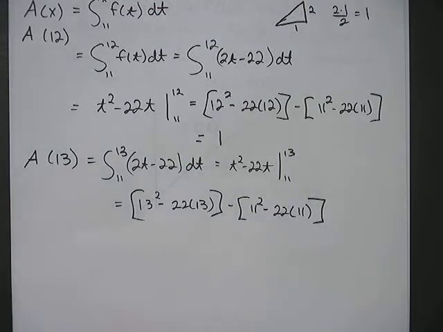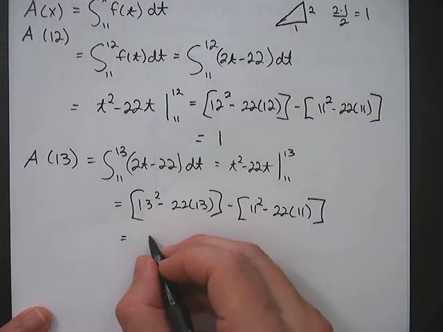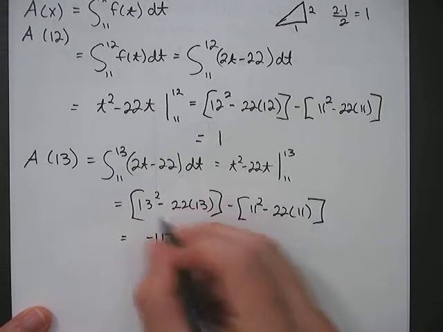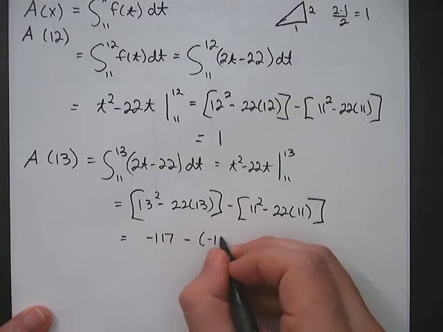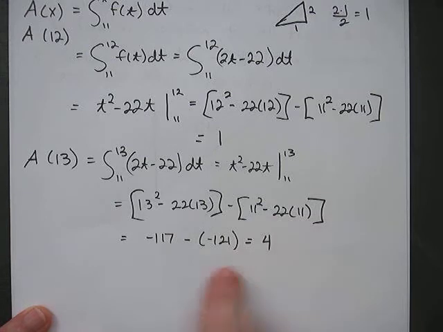If you put that in your calculator, you should get negative 117 for this, and then minus negative 121 for that. If you put that together, you get 4, because negative and negative make positive. Again, you can figure that out using geometry if you want. I'm not going to go through that again, but you could.